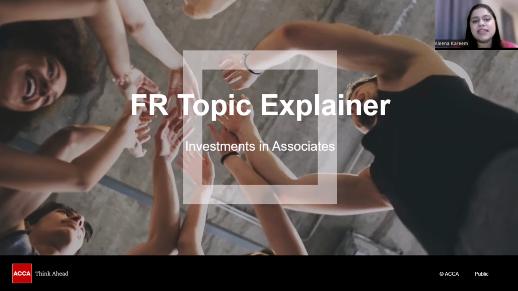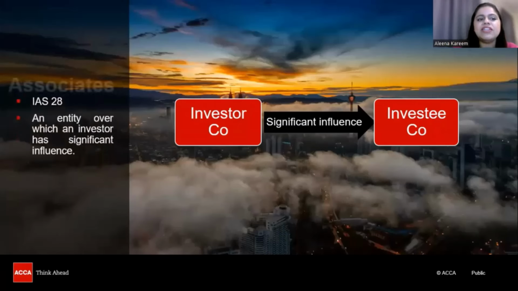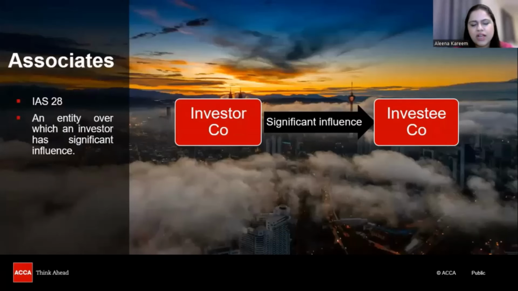So investments in associates. Now, the first thing is, what is the difference between the subsidiary company and the associate company? So there's a particular standard, IAS 28, which deals with the accounting for associates. It deals with the accounting for associates and joint ventures, but right now, because we're just focused on associates, we'll stick to that. So it says that an associate is an entity over which an investor has a significant influence.